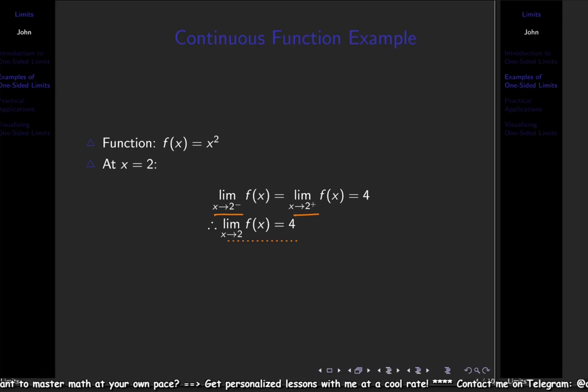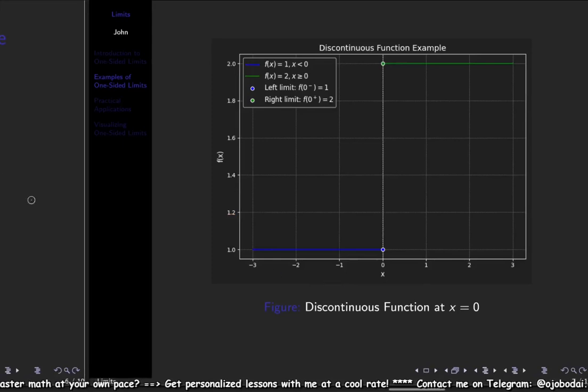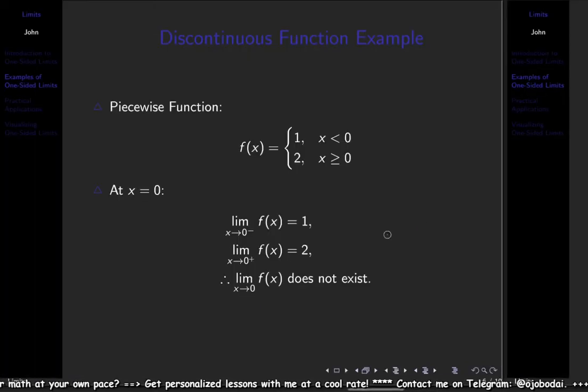Unlike this continuous function, which we'll be looking at in a bit, this here. So this is what we have to consider. A piecewise function. It says f of x is 1 for x that is less than 0. But then f of x is 2 for x that is greater than or equal to 0. Look at the graph of this over here.